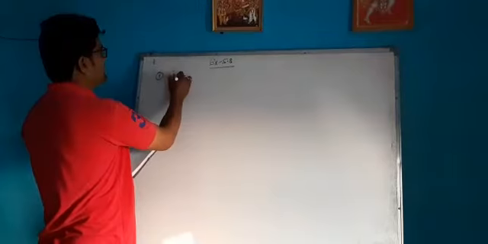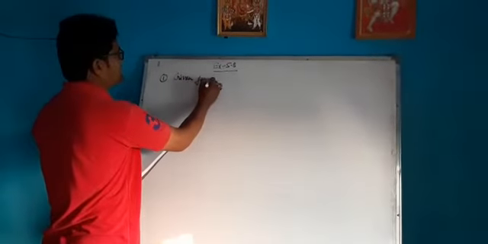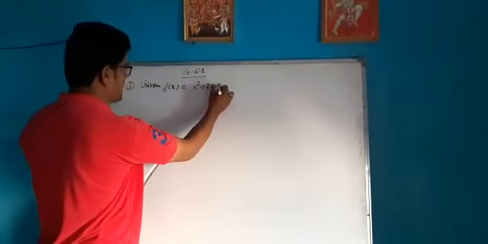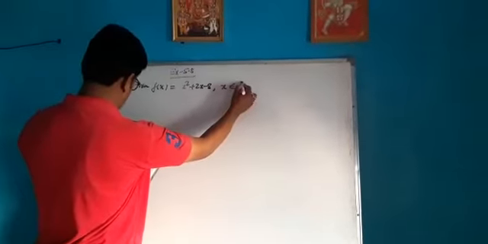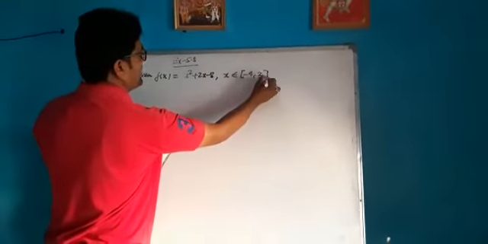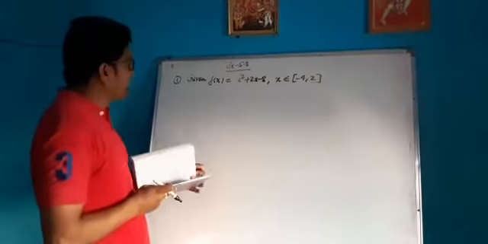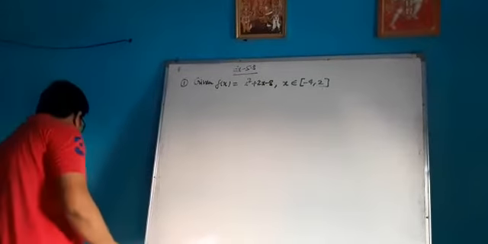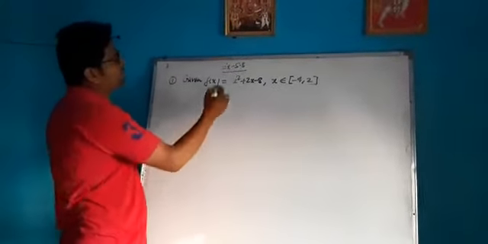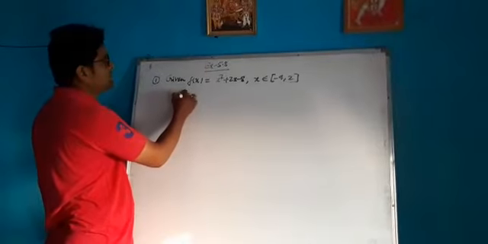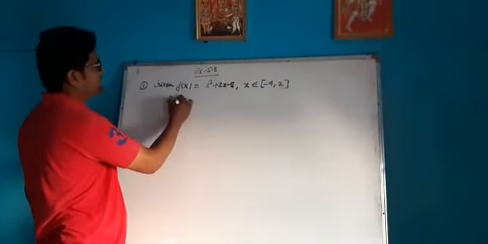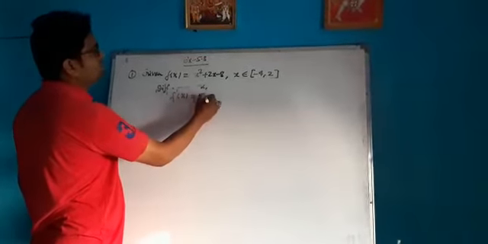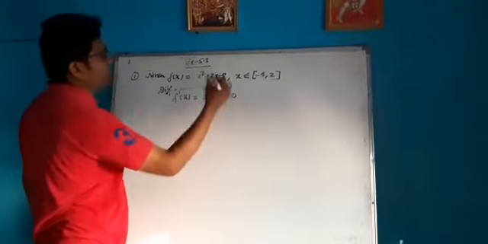According to the question, f of x is equal to x square plus 2x minus 8, where x belongs to the closed interval minus 4 to 2. The interval is given here, and then we need to find out. So first of all, differentiate it. Differentiating with respect to x, what will you get? f dash x is equal to 2x plus 2 minus 0.